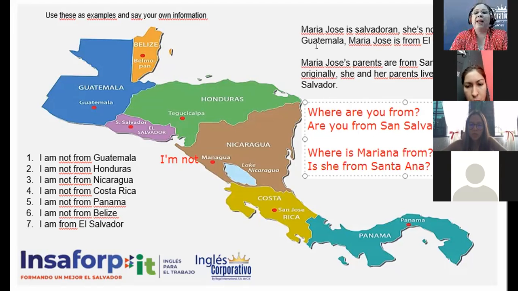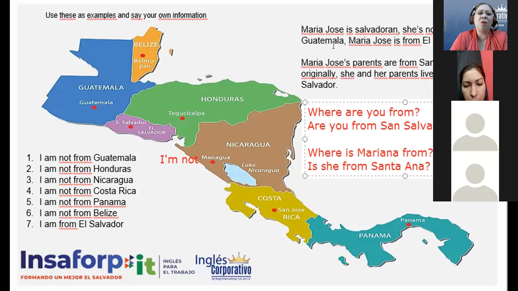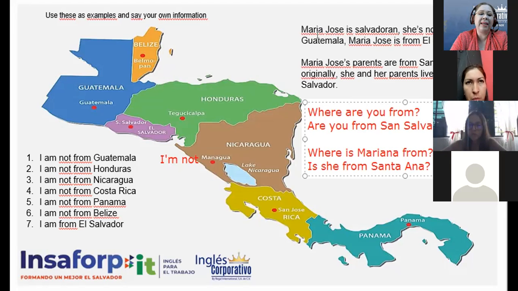All right. Let's read this information. This information answers these questions. Okay. Con esta información que tenemos acá, podemos responder estas preguntas. Where is María José from? Well, María José is Salvadoran. She's not from Guatemala. María José is from El Salvador. All right. Yo puedo decir todo esto si me preguntan where is María José from.